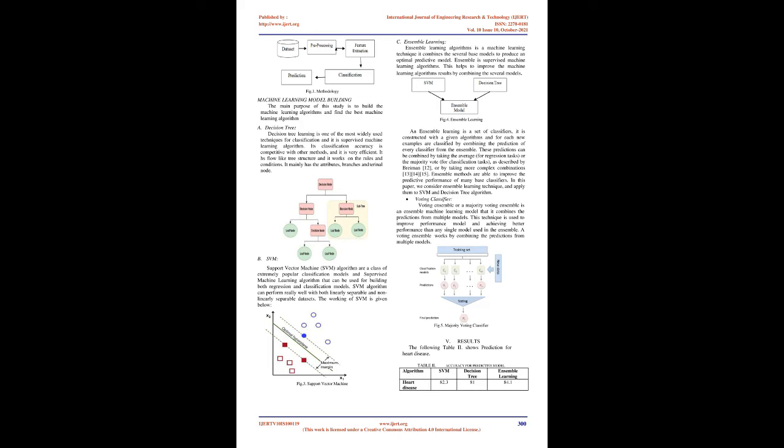A. Decision tree. Decision tree learning is one of the most widely used techniques for classification and it is a supervised machine learning algorithm. Its classification accuracy is competitive with other methods, and it is very efficient. It has a flow-like tree structure and it works on rules and conditions. It mainly has attributes, branches, and terminal nodes.